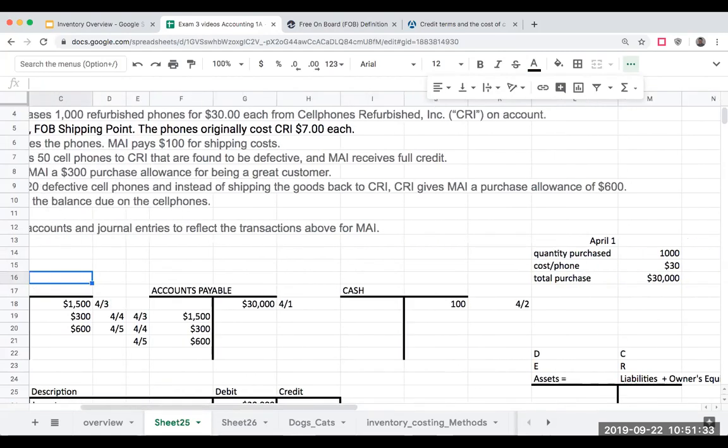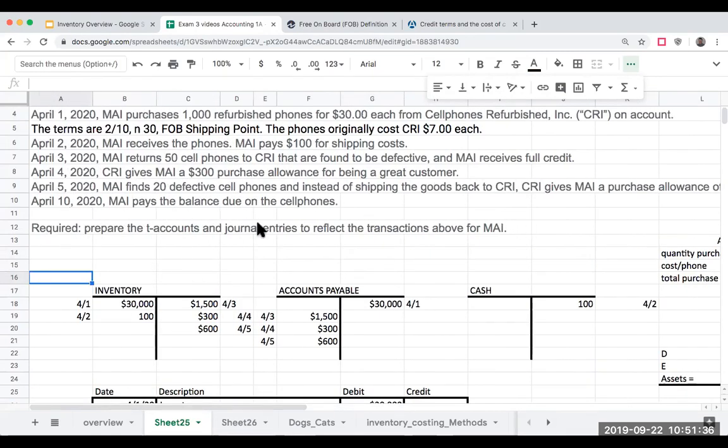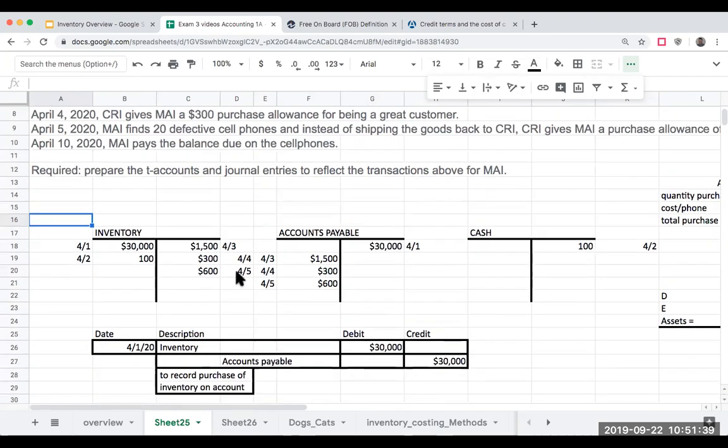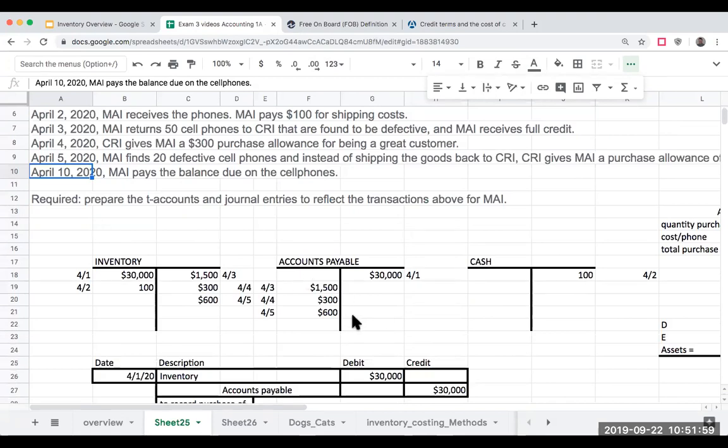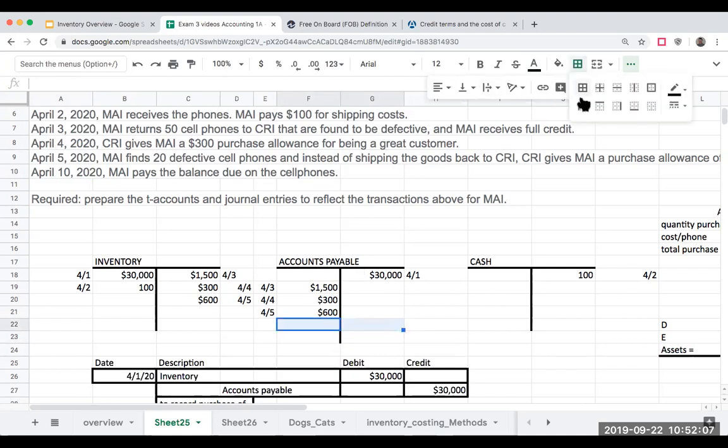Okay. So I get to April 10th, and they're now paying the balance due on the cell phones. Before we get to this, the first thing we have to figure out is, are we entitled to take a discount? Well, if the terms are 2/10 net 30, am I paying within 10 days? The answer is yes. So I'm eligible to take a discount. So what we first need to figure out is, how much do we actually owe? The answer is not $30,000.